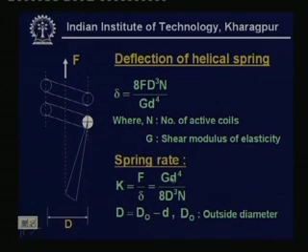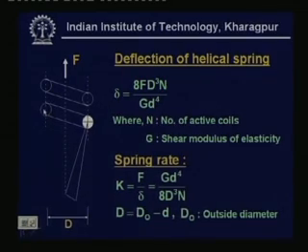So obviously the expression comes out to be G d to the power 4 by 8 D cube n, where D, as you remember, is the coil diameter. Please note that this coil diameter we normally refer to as the mean coil diameter. What does it mean? If you look at this diagram, it is the distance from the center of the spring wire on one extreme to the center of the spring wire on the other. This is the mean coil diameter, which we referred to as D in the last class also. The relationship with the outside diameter is very simple: the mean coil diameter is D0 minus d, where D0 stands for outside diameter. This spring rate is sometimes also called the spring constant.